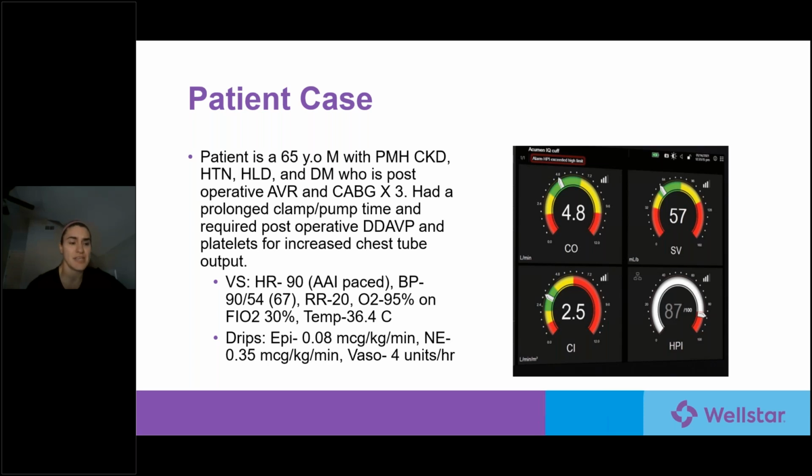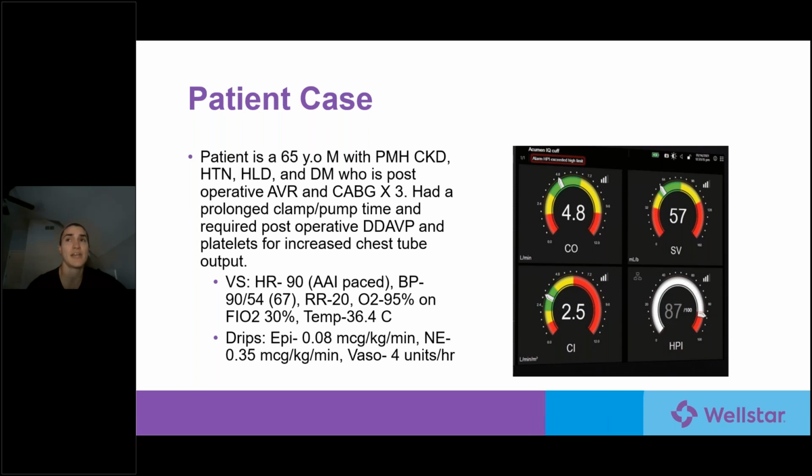So for these patients, initially, what I like to start with is just ensuring that these are not another form of mixed shock that's underlying this. So what I mean by that is, vasoplegic shock is somewhat a diagnosis of exclusion for me post-cardiac surgery. So especially with the increased chest tube output, I would want to rule out hypovolemic or hemorrhagic shock.